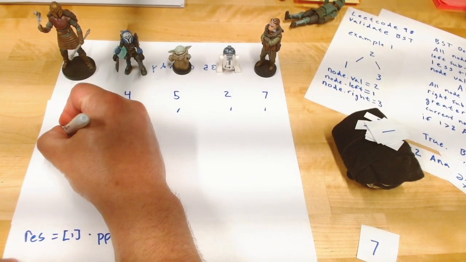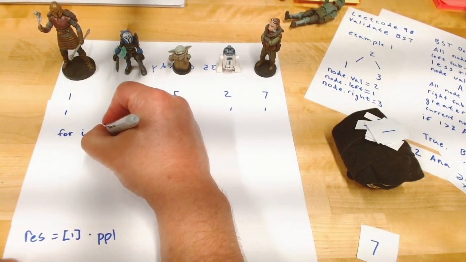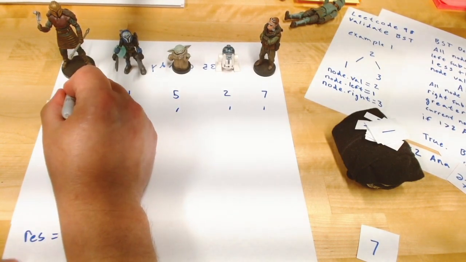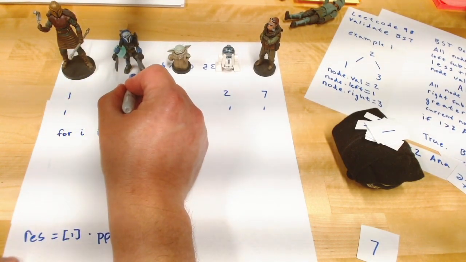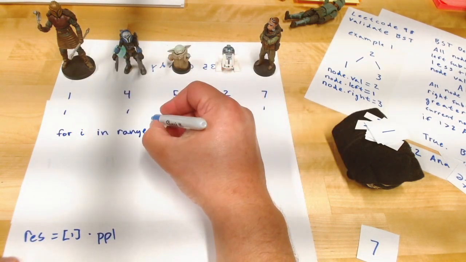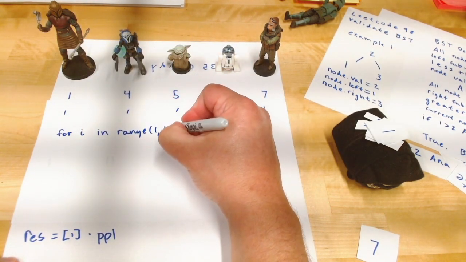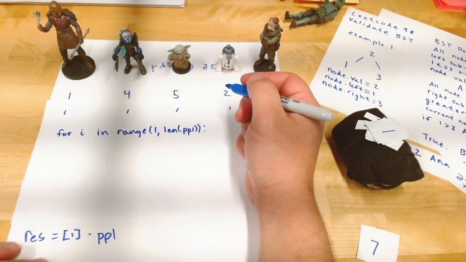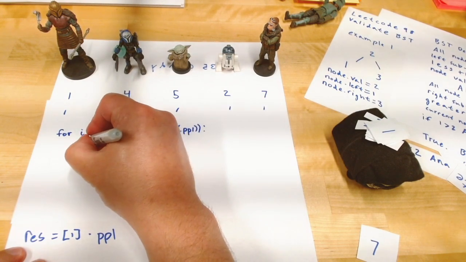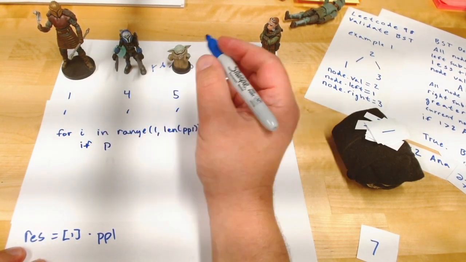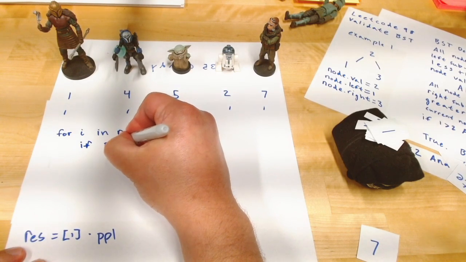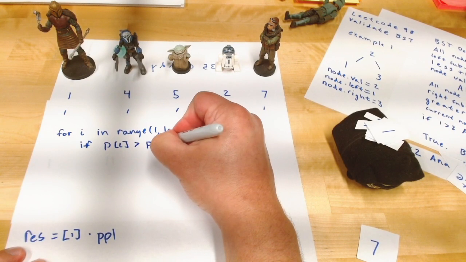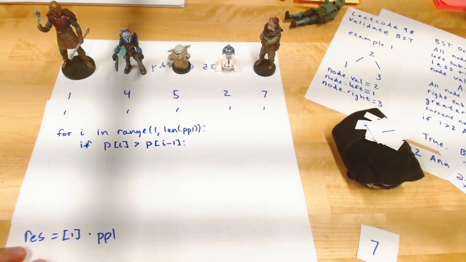So for i in range, and remember where we're going to start? We're not going to start at the very beginning. We're going to start at the second person, and we're going to compare to our left neighbors. So 1 to the length of people. And what are we going to do? Well, we're going to see if people, I'll just abbreviate as p, at index i is greater than p at our left neighbor, so i minus 1. Then remember what we are going to do?